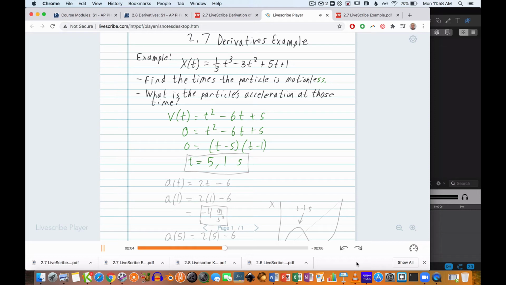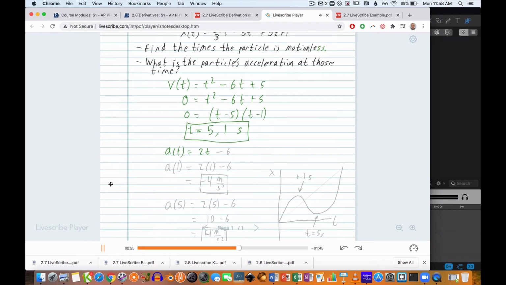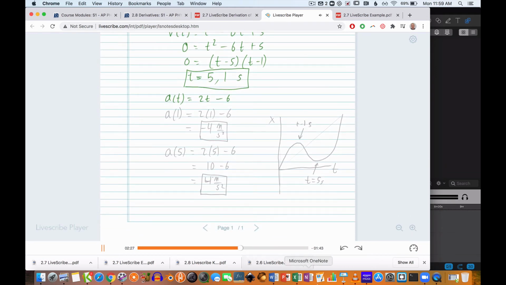Now, if we're trying to figure out the particle's acceleration at those times, we need to derive again and get the acceleration with respect to time. Let's box this off to let us know we're done with the first part. So acceleration with respect to time is just the time derivative of the velocity. That's going to give us 2t for the first part. t squared goes to 2t, and then minus 6t just becomes minus 6, and plus 5 goes away.